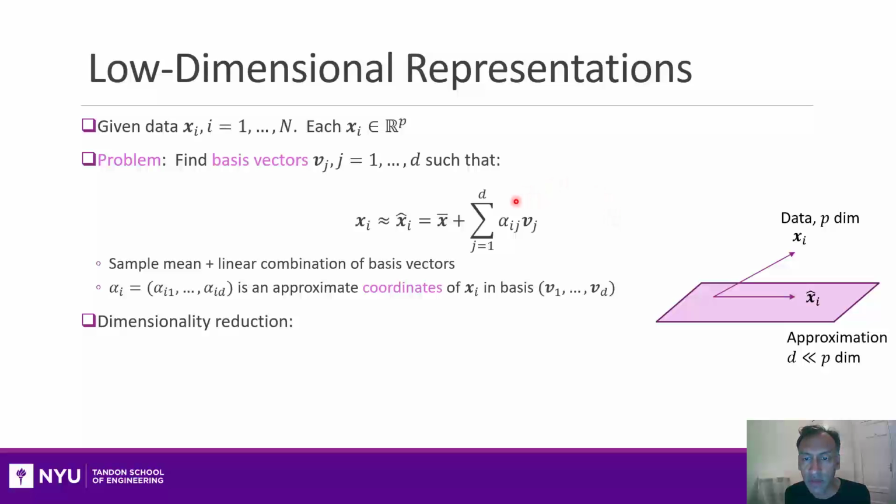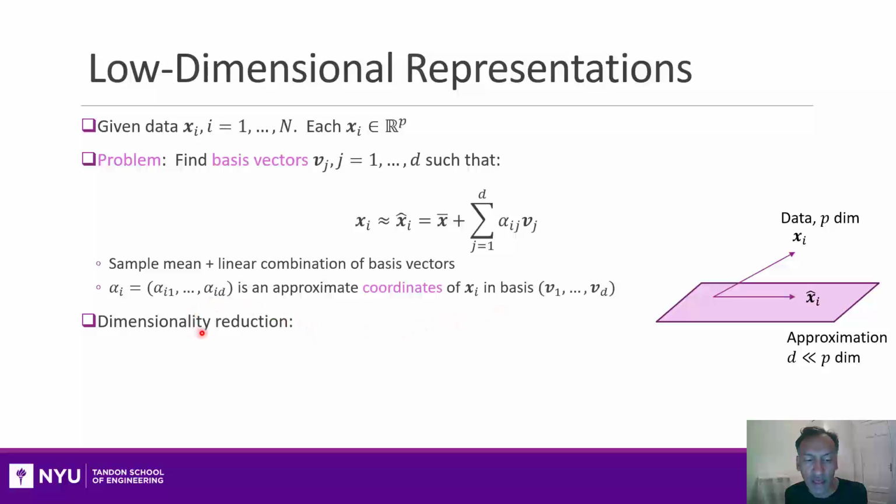And by this, what we mean is that we're going to take each data record and approximate it by the mean plus some linear expansion in some basis. And we'll use just d terms in this basis. So if we think about it geometrically, we have our data record and there's some smaller d-dimensional space that I'm trying to represent each vector xi in, and that representation is called x hat i.